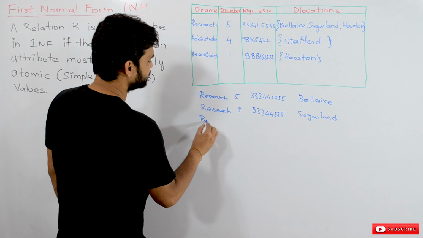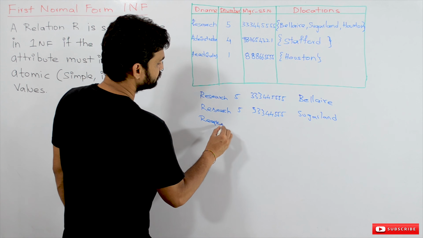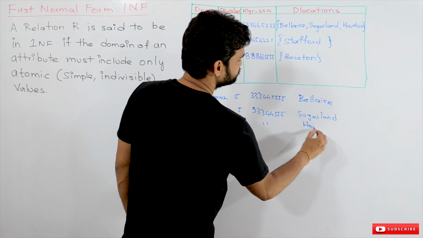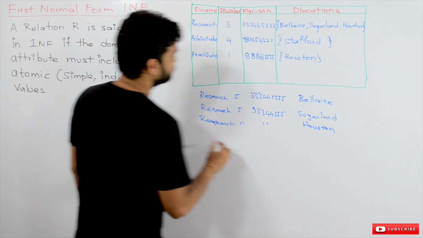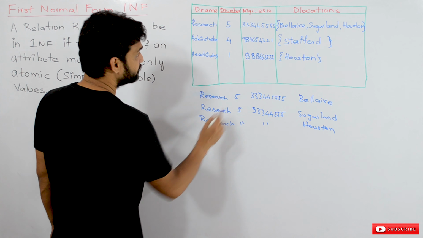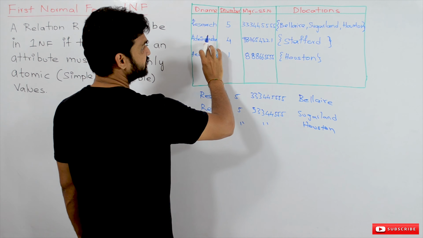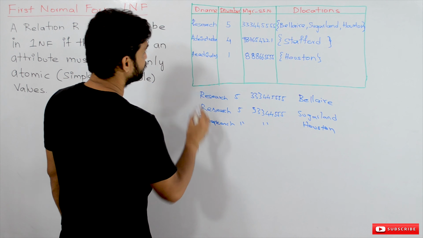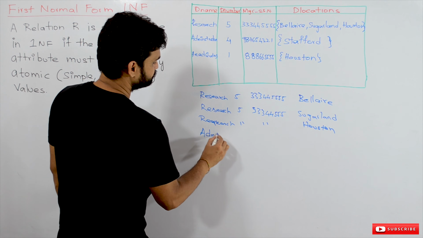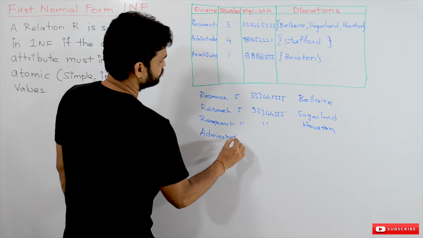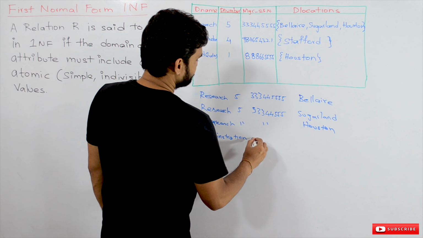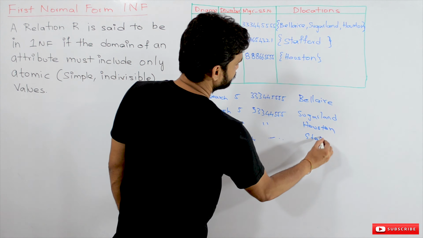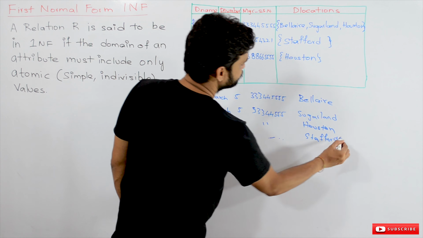Sugarland. Similarly, another 5 this, and next one is Houston. Similarly, for this, there are no multi-valued attributes for this department. So just one row is sufficient for this. Some values, and it is Stafford. So this is how.